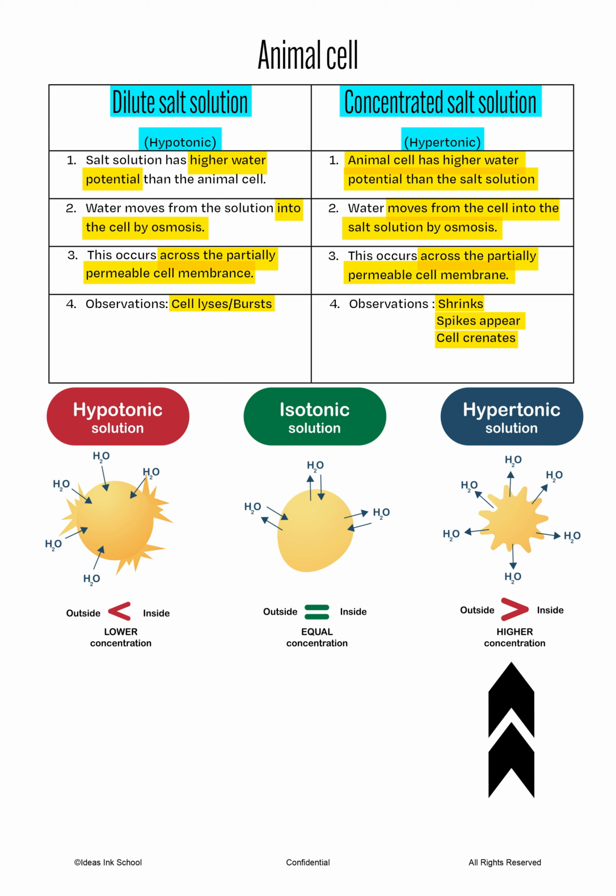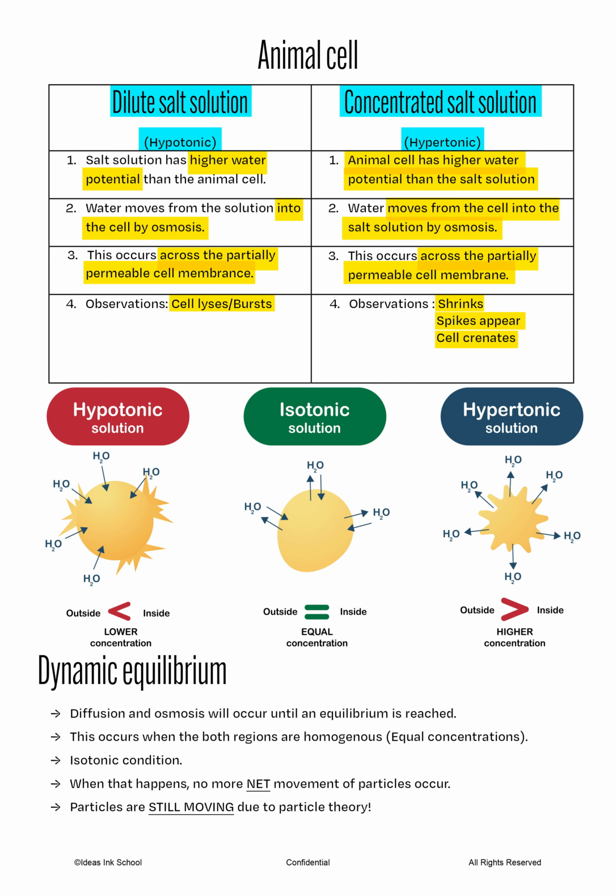Last but not least, we will be talking about dynamic equilibrium. Let's recall why diffusion and osmosis occur in the first place. These processes occur because there was an initial difference in concentration between two regions. However, once the regions become homogeneous, meaning they have uniform concentrations, does that mean no more movement of substances occurs? The answer is no. When both regions have equal concentrations, we call these regions isotonic.